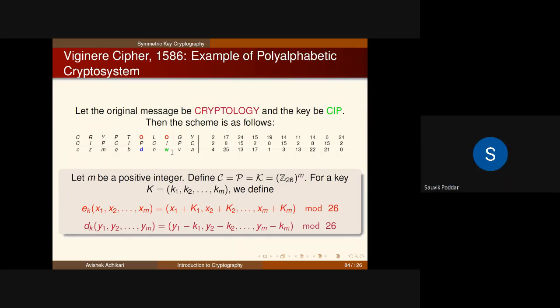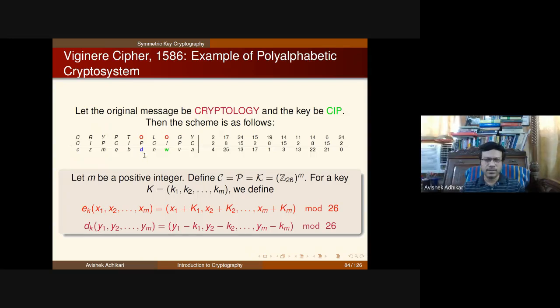And in a polyalphabetic system, this will have more than one alphabet, and the ciphertext also has more than one alphabet. Okay, so I think now this mathematical computation is also clear.